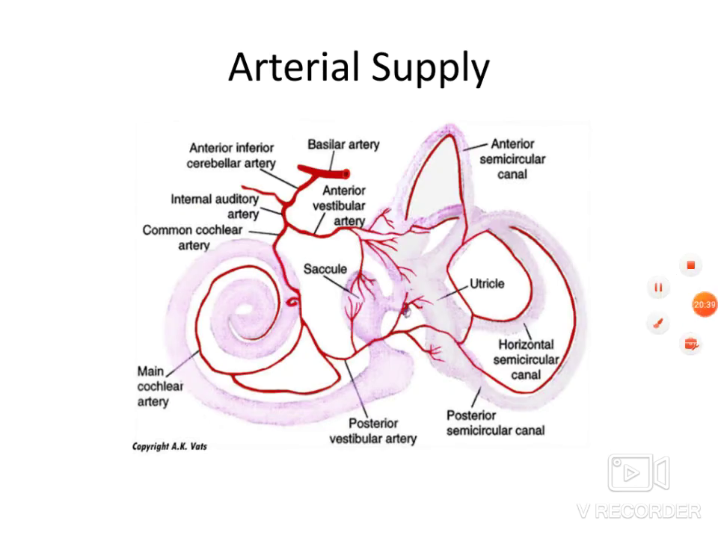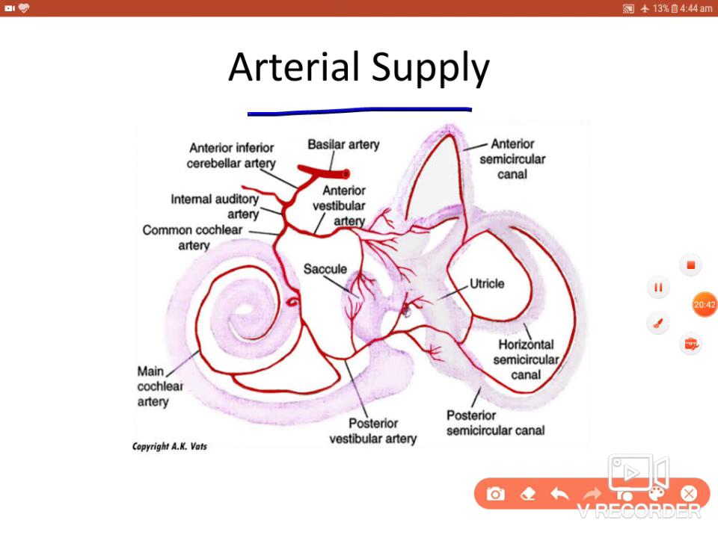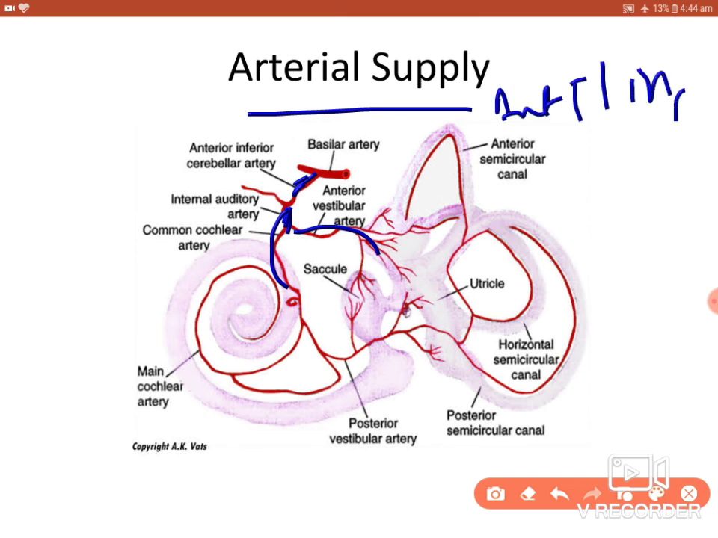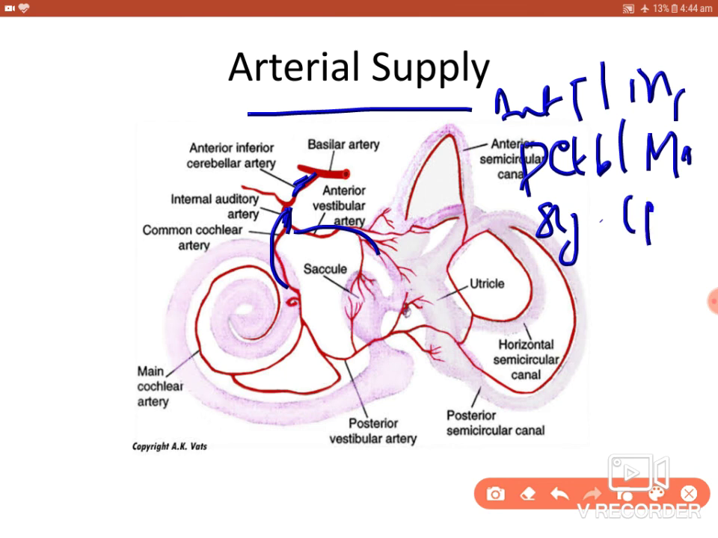Coming to the arterial supply, the membranous labyrinth gets its supply from the labyrinthine artery, a branch of the anterior inferior cerebellar artery. It divides into a cochlear branch and a vestibular branch. The bony labyrinth gets its supply through the anterior tympanic branch of the maxillary artery, the petrosal branch of the middle meningeal artery, which is also from the maxillary artery, and a stylomastoid branch from the posterior auricular artery.